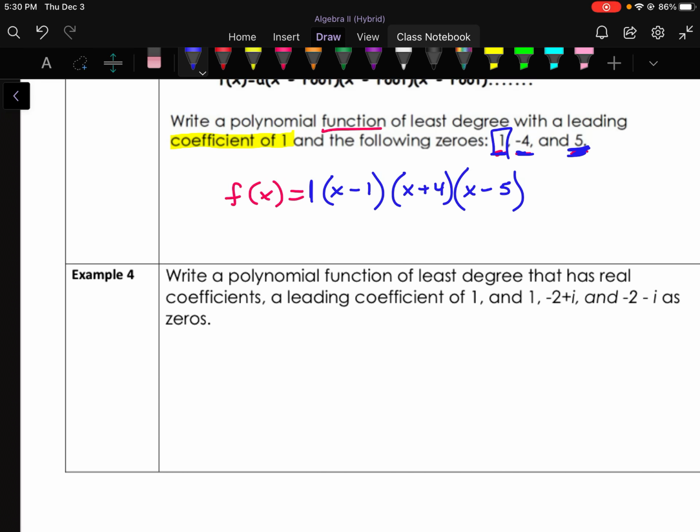So example number 4 here is very similar. I just want to point out one thing with this one. So we are writing a function. It does not say standard form. My leading coefficient's 1. So f of x equals, and then my leading coefficient's 1. That's the same as the exact previous problem. But my answers are 1, negative 2 plus i, and negative 2 minus i.